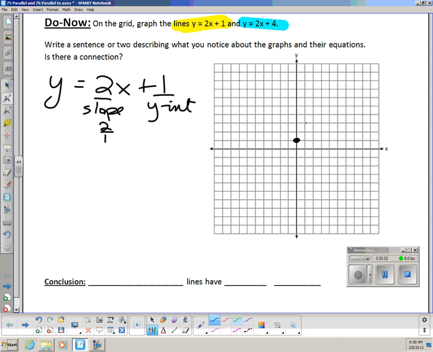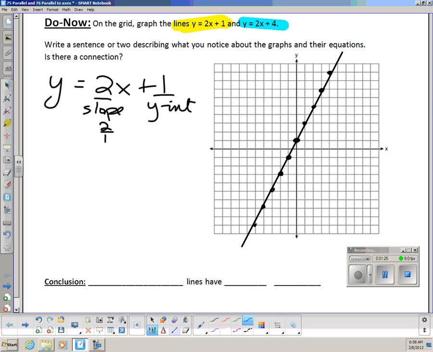So up 2 to the right 1, up 2 to the right 1, and again. And then you can go backwards. Once you get the general trend going forwards, I can go down 2 to the left 1, down 2 to the left 1, etc. And you get a bunch of points. And if you draw a nice, neat line, all those points will fit a line like that. Okay, so that's y equals 2x plus 1.